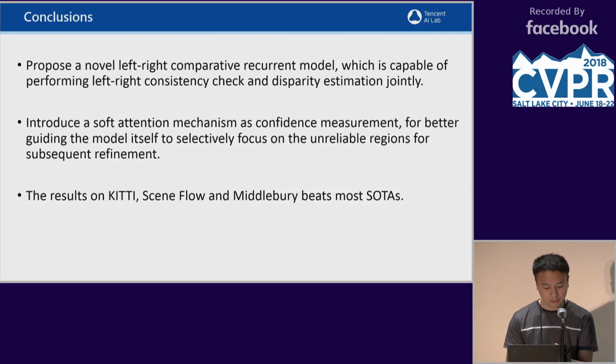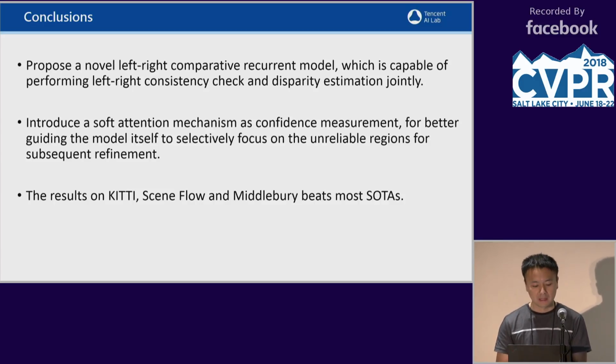Finally, to summarize, we propose a novel left-right comparative recurrent model which is capable of performing left-right consistency check and disparity estimation jointly. And we introduce a soft attention mechanism as a confidence measurement for better guiding the model itself to selectively focus on the unreliable regions for subsequent refinement. And the results on KITTI, SceneFlow, and Middlebury beat most state-of-the-arts.